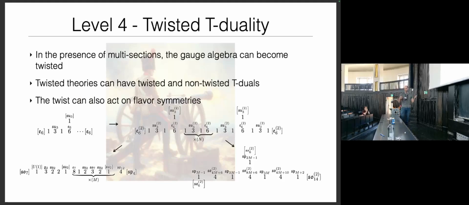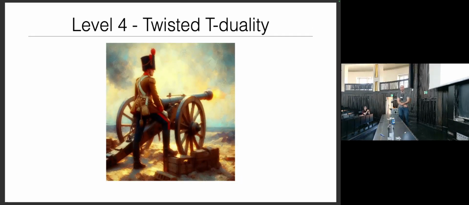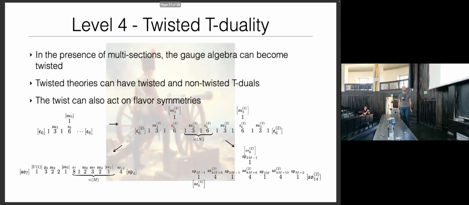So in order to understand whether we have built all the theories, we need to understand all the subtleties. T-duals of twisted theories can be untwisted. We can have T-duals with non-simply laced things that can be related to simply laced, and so we need to understand all these effects, and in the end they come down to properties of the different elliptic fibrations.